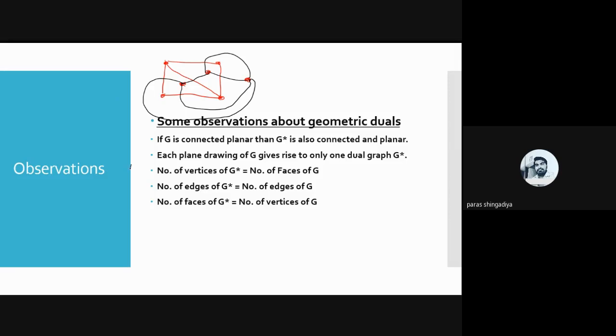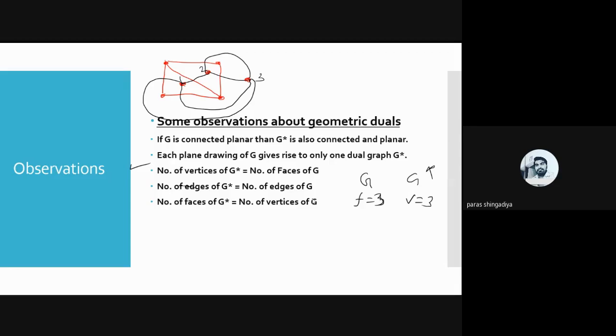Third one: the number of vertices of G star is equal to the number of faces of G. So how many vertices are there in G star? There are 3 vertices. Okay, that is 1, 2 and 3. And how many faces does the graph G have? There are 3 faces. So let us compare both situations. G star contains 3 vertices and that is equal to the number of faces. Second one: the number of edges of G star is equal to the number of edges of G. So both have equal edges.